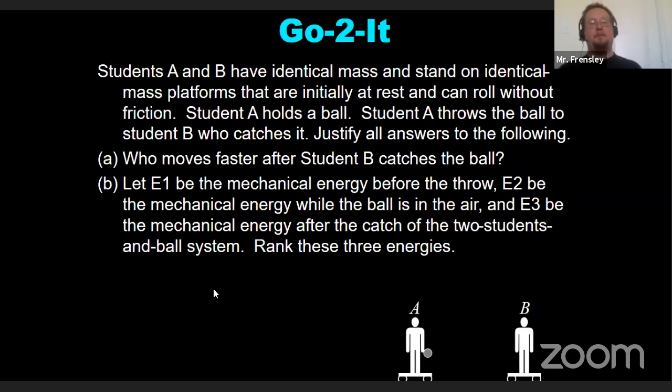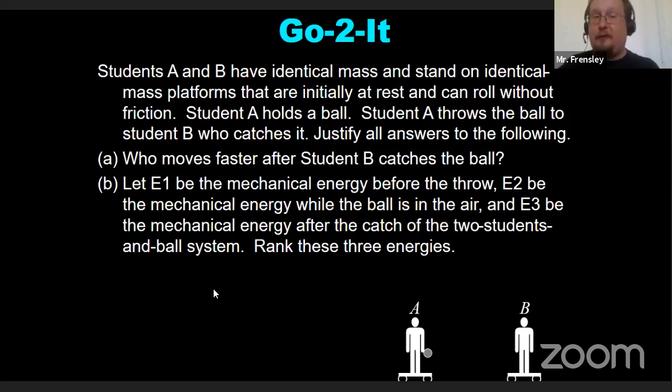So we have students A and B. They're identical mass, and they stand on identical mass platforms that are initially at rest, and they can roll without friction. Those of you from Physics 1 can probably recognize this as a question out of the Physics 1 workbook, but I think it's also good for Physics C. Student A holds a ball, throws the ball, and student B catches the ball. Very simple and straightforward, except I'm going to ask you two things about this whole situation.